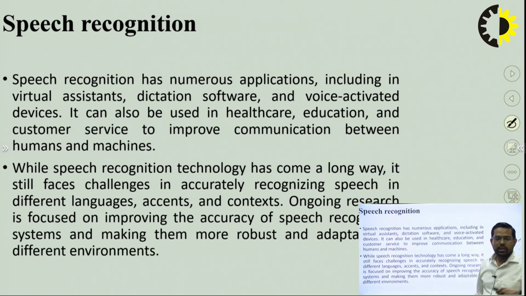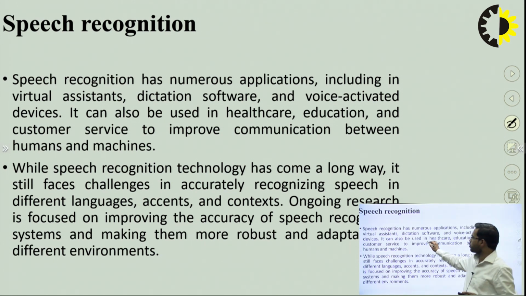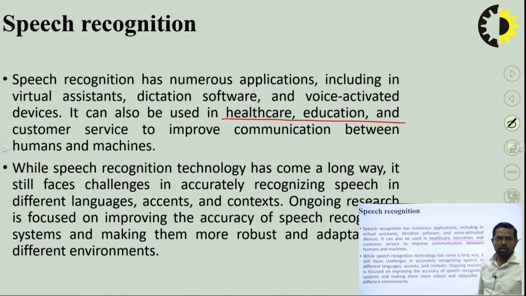Speech recognition has numerous applications, including virtual assistants, just like Alexa and Google Assistant, dictation software, and voice activated tools, just like so many PDF readers that generate speech. It can also be used in healthcare, education, and customer service to improve communication between the human and the machine.